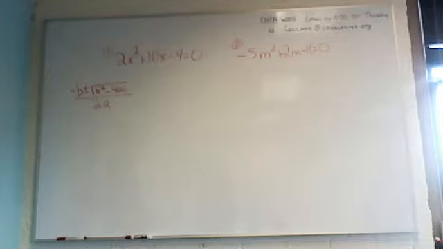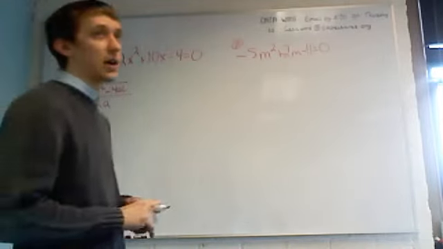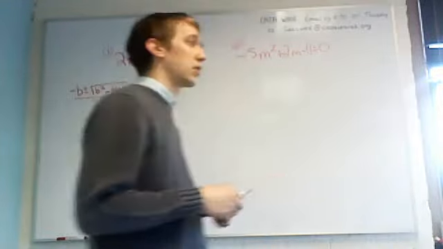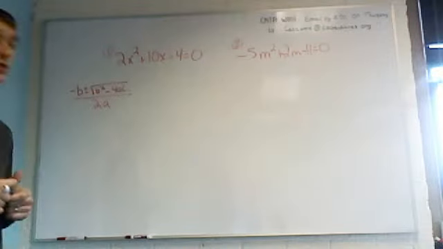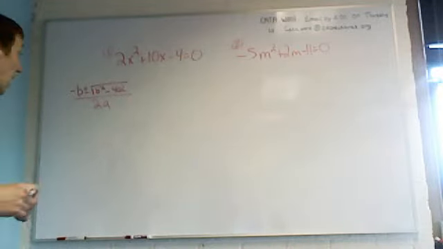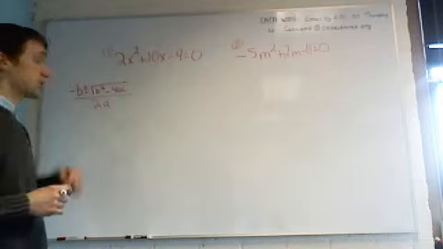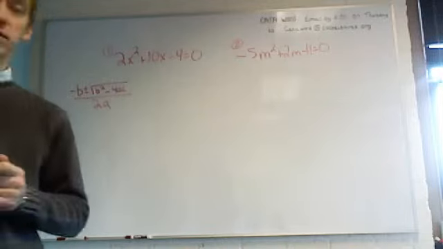I know that it wasn't on the test. Remember, I even gave you guys a second at the beginning of your test to get it down if you had it somewhere in your notes. So negative b plus or minus the square root of b squared minus 4ac all over 2a.